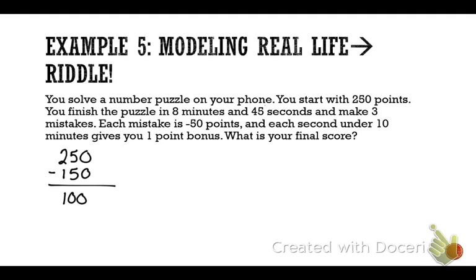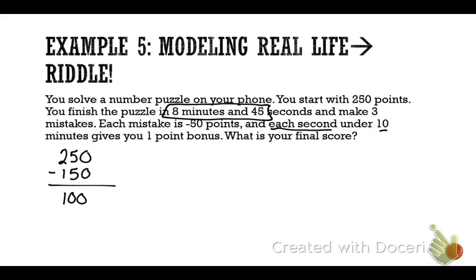Okay, so you finished the puzzle in 8 minutes and 45 seconds. Each second under 10 minutes gives you 1 bonus point. So you have to figure out how many seconds under you were. How many seconds are in a minute? 60, okay? But then you've got another 15 seconds to get it down to 8 minutes and 45 seconds. Does everybody see how I did that? From 8 minutes and 45 seconds to 10 minutes, that takes a minute and 15 seconds. How many seconds is that?